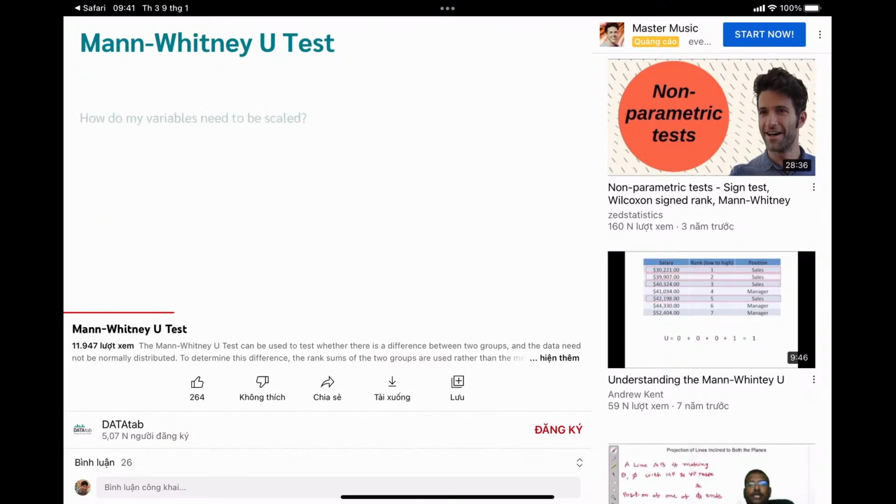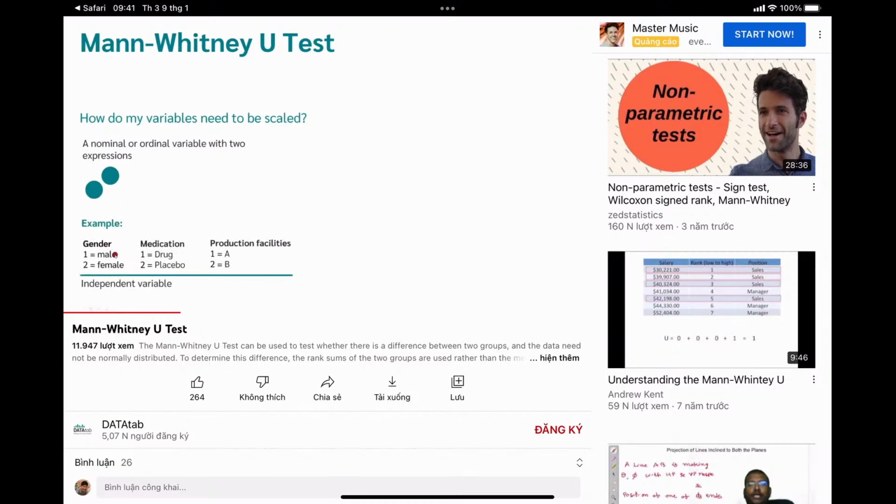Now the necessary scale level for the Mann-Whitney U-test. First, you need a nominal or ordinal variable with two categories. For example, gender with male and female. Or another example, if I want to test a drug, I have one group which gets the drug and another group which gets a placebo. Or if I have a production plant, I want to compare the production of plant A and plant B. These are all nominal or ordinal variables with two categories.